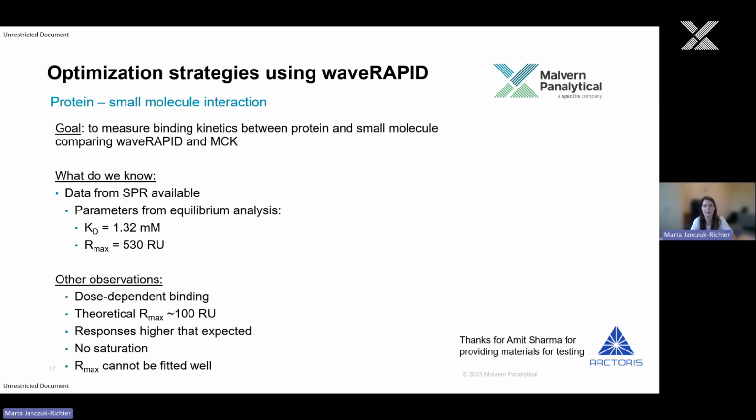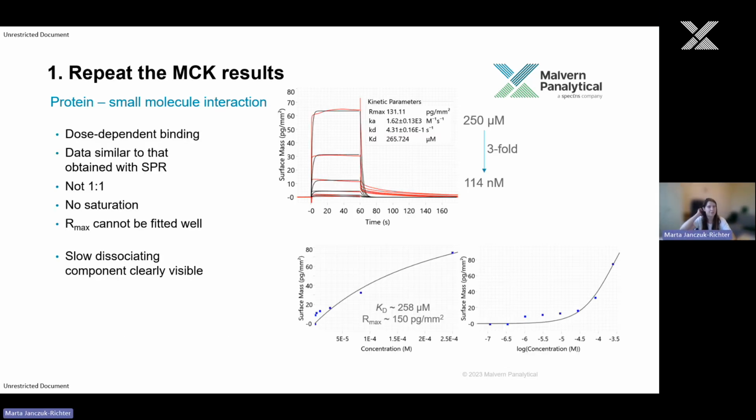Well, that's good, right? Wave can really resolve fast binders. Let's give it a try. So first, we repeated the measurement that was done with SPR. And what we observed here is, yes, there is dose-dependent binding. However, we can see there is no saturation.